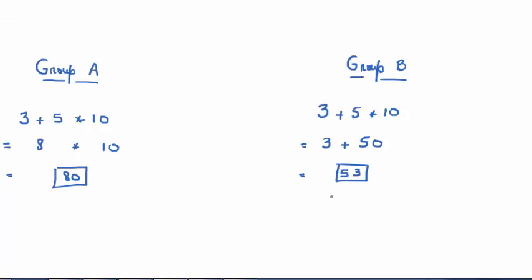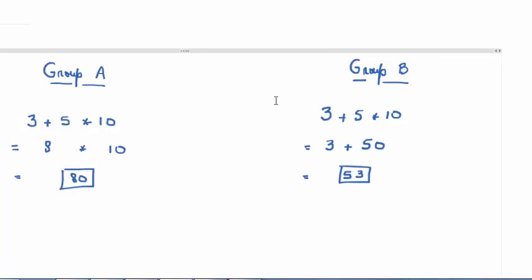So in this case, the mathematicians said, oh, we have to find a way to solve this problem. Some people see it as 3 plus 5 equals 8, times 10 equals 80, and some people see it as 3 plus 5 times 10, which is 53. How can we fix this problem? That's why they created the order of operation, or BEDMAS, and the whole world has to follow this order of operation now to avoid this kind of problem.